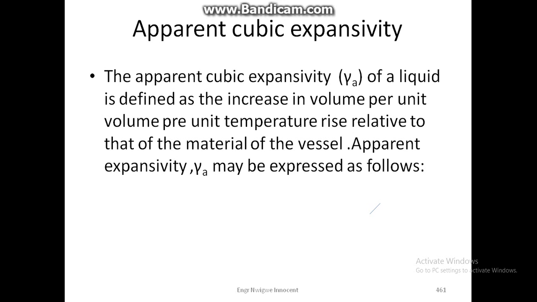Relative cubic expansivity. Relative cubic expansivity is defined as the increase in volume of the liquid per unit volume per rise in temperature when the liquid is in a vessel. Gamma A is equal to V2 minus V1 all over V1 theta.